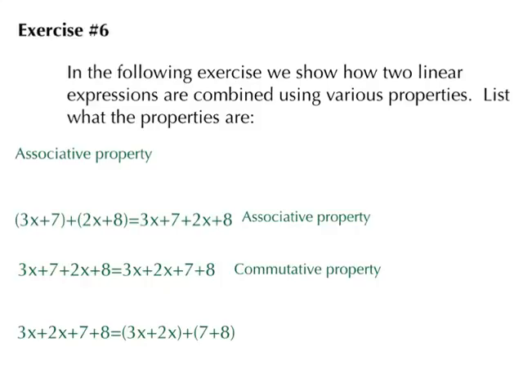In the last example, I took what I just did in the commutative property and I put parentheses around it. So now I say, okay, I want you to do 3x plus 2x first, and then I want you to do 7 plus 8, and then I want to see if you can combine them. So when I'm grouping the numbers back together before I add them, that is called the associative property.